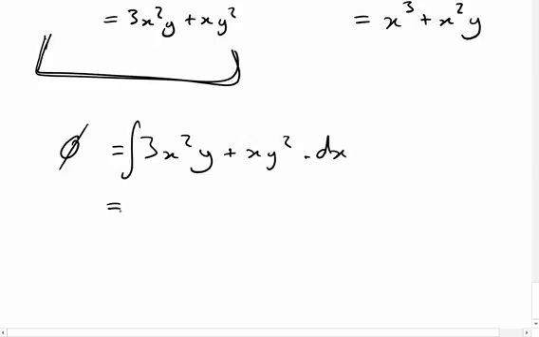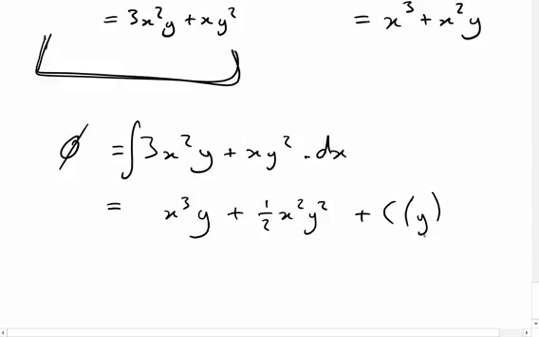Integrating this with respect to x, raise the power by 1 and divide by the new power. So we end up with 3 over 3 x cubed, that's just 1, times y. We just consider y as a constant, that's fine. Then again we consider y as a constant in the second term, so we've got half x squared y squared, plus some constant of integration.